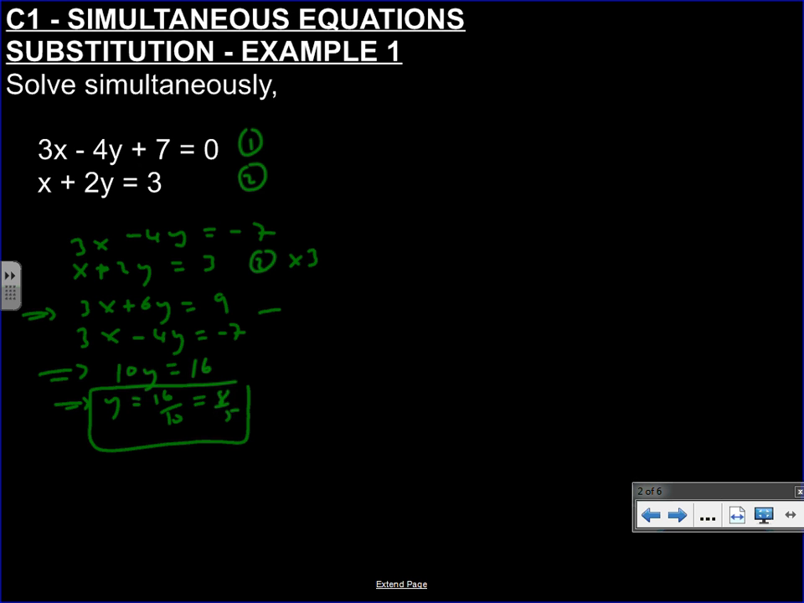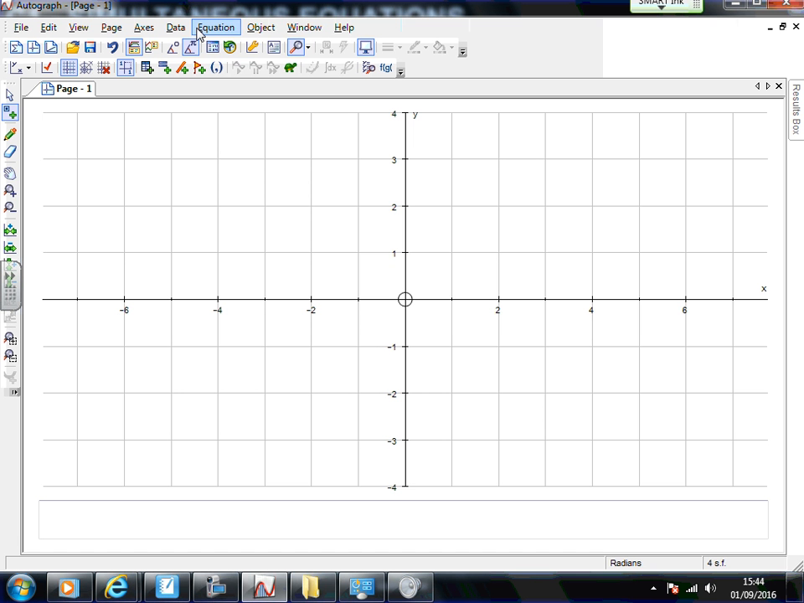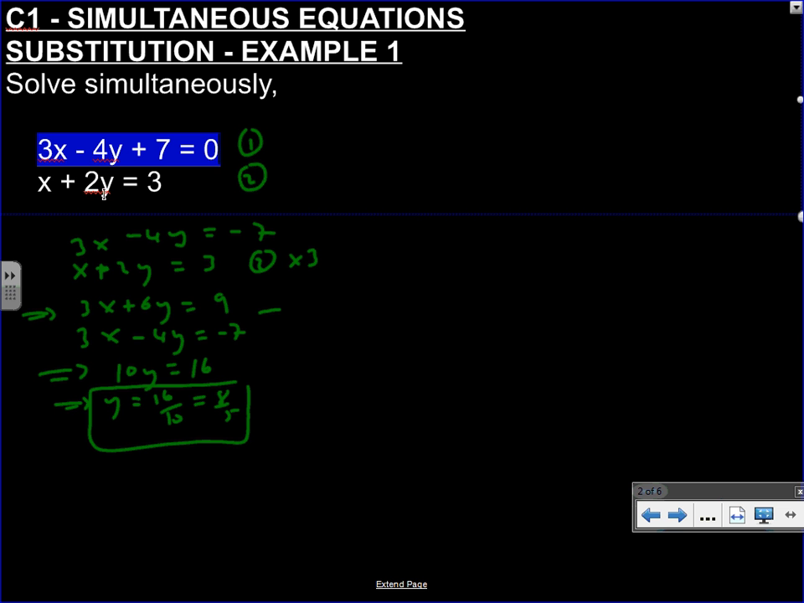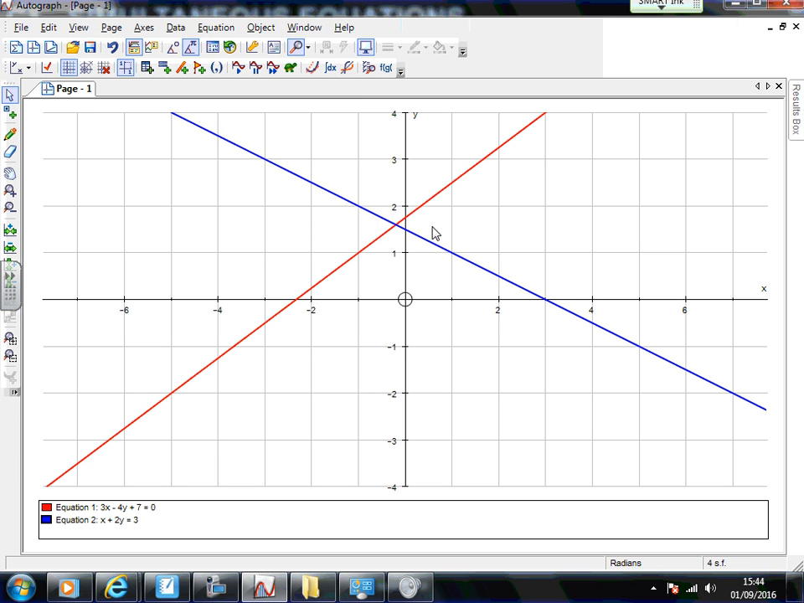Well, what these things relate to is that this 3x minus 4y plus 7, well, that is actually a graph. So if we put that in, that's here. If we put this second one in, that's here. So when we're talking about simultaneous equations, we're actually talking about two graphs intersecting, so the coordinates of where two graphs intersect, because anything can be represented by a graph.